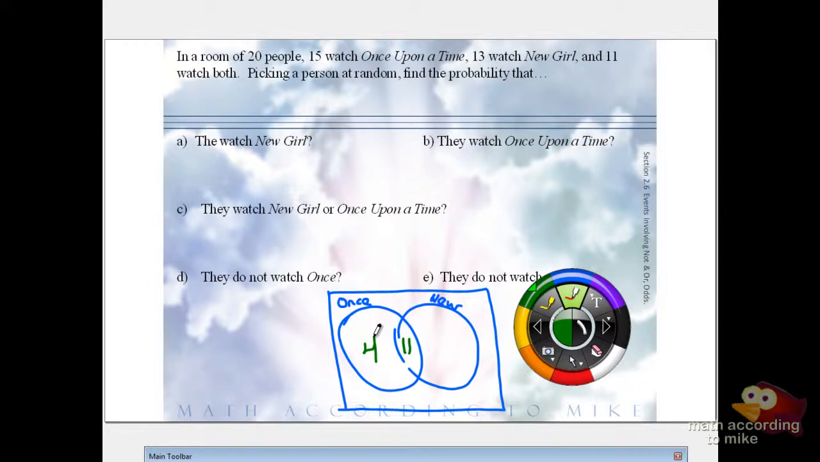Now let's complete the New Girl circle. Of 13 people who watch New Girl, 11 of them happen to also watch Once. So how many only watch New Girl? 2. Well, how many total people have been accounted for? 17 out of 20. So how many watch neither? 3. So a Venn diagram might be very beneficial for this section and also the next section because you can just point and go, okay, let me just count this, call it a day.